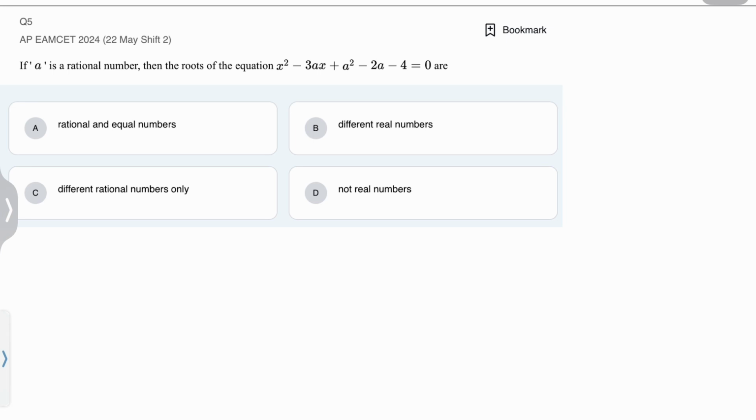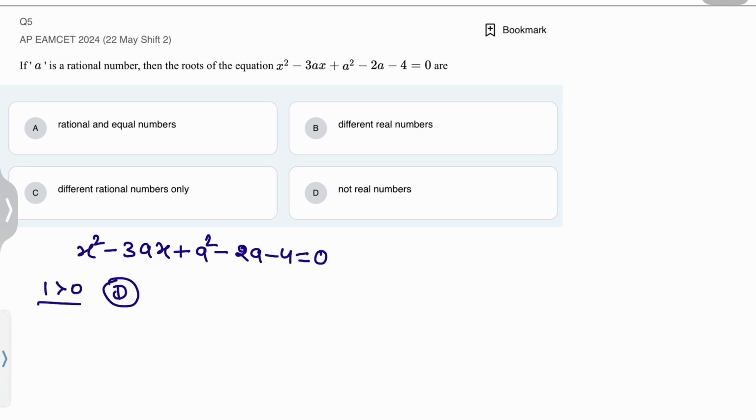Question: given that alpha is a rational number, then the roots of the equation are, with options: rational and equal, different and real, different rational numbers, and not real numbers. To check the nature of the roots of any quadratic equation, it depends on d. The given equation is x square minus 3ax plus a square minus 2a minus 4 equal to 0, and a is greater than 0 because the coefficient is 1, and check d.